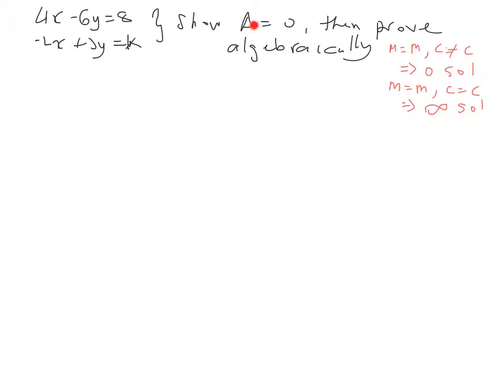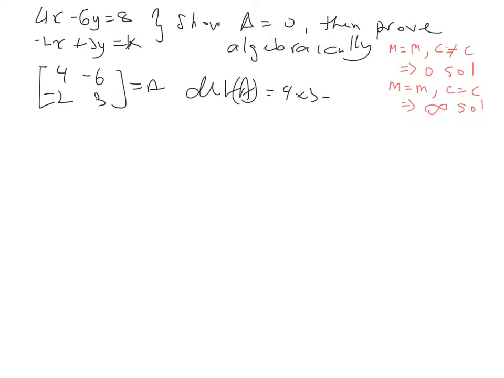So remember, we want to find the determinant. We make up a matrix using these four numbers here, or sorry, our four coefficients. So we'll have 4, -6, -2, and 3, and that equals A. And so we're going to say the determinant of A equals 4 times 3 minus -2 times -6. We end up with 12 minus 12, so we end up with 0.